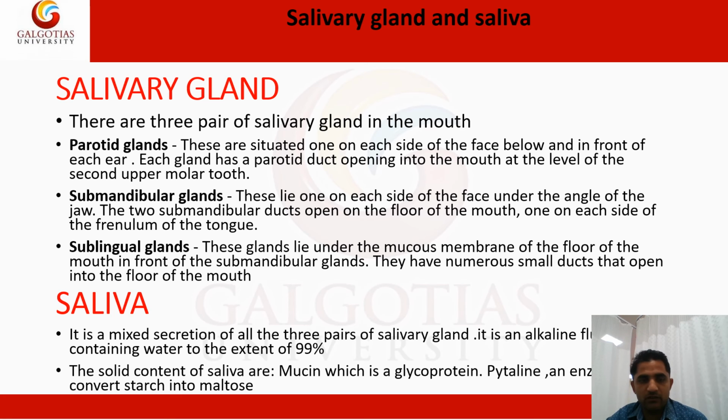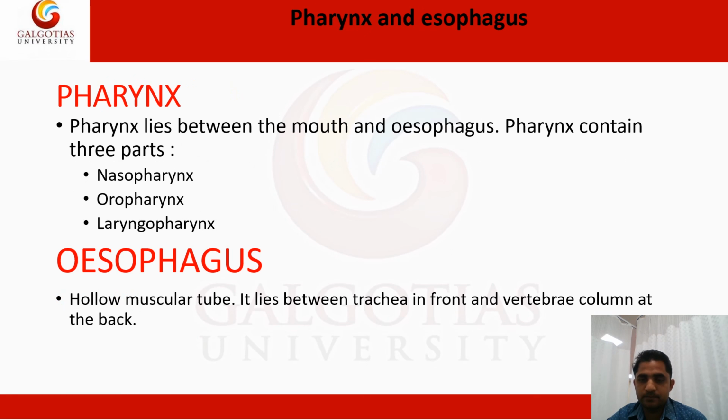Let's come to the saliva. It's a mixed secretion of all three pairs of salivary glands. It's a slightly alkaline fluid containing approximately 99% water. The solid content of the saliva includes mucin, which is a glycoprotein, and it also contains amylase enzyme, which converts starch into maltose.